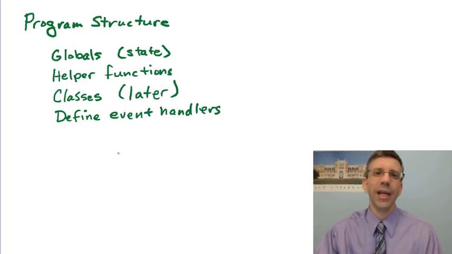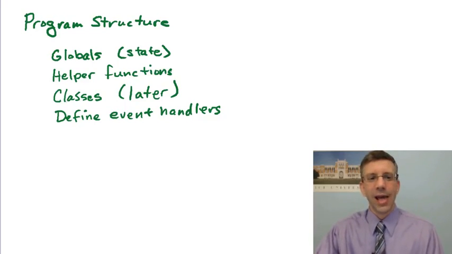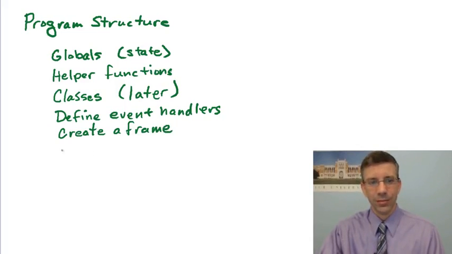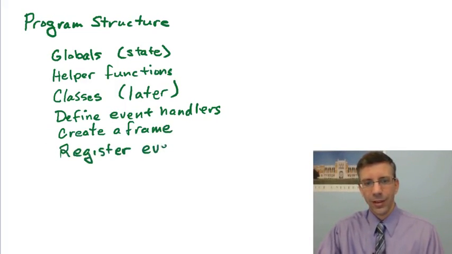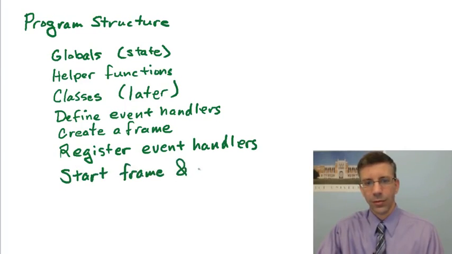Okay, and by doing it this way, your event handlers now can easily use the globals, helper functions, and classes that you've defined in your program. At that point, we're now ready to create a frame. And once we have our frame, we can register all of the event handlers that we need. And finally, all we have to do is start our frame and any timers that we have in the program.